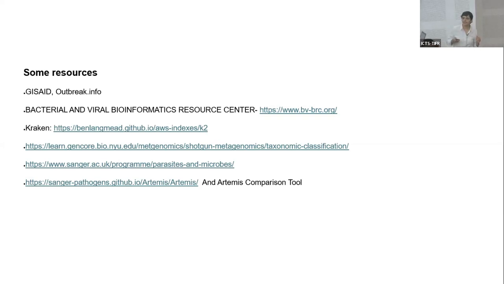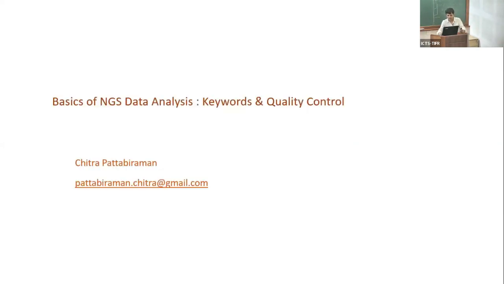And there are some others. Artemis is a good tool if you're working on bacteria and comparing across bacterial genomes. And there are lots of online resources on how to use Artemis as well, so I'll let you do that. I don't know if this is of use, but we can just rush through this if you find it useful.